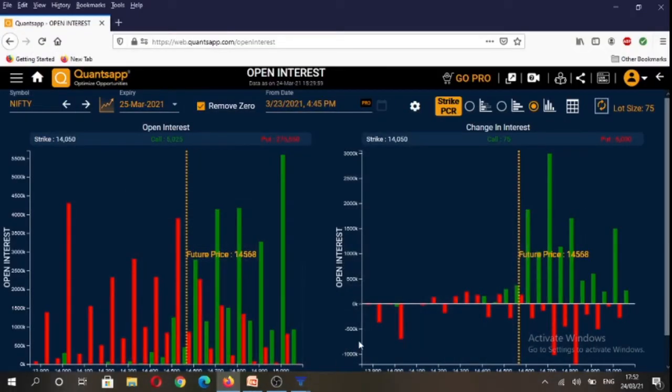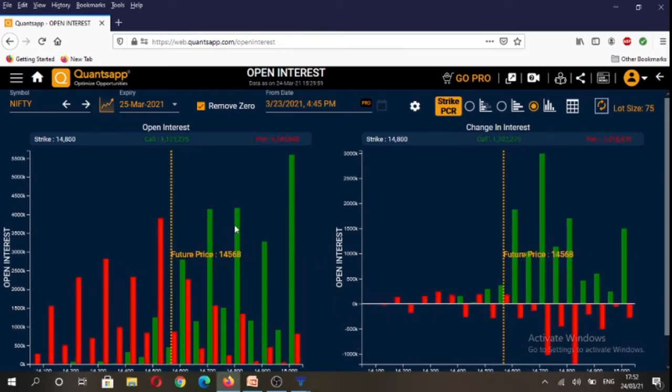So if we see the overall open interest data, you will see that highest amount of calls have been written at 14,800 strike, and highest amount of puts have been written at 14,500 and 14,300 strike. So it gives us a broad range of 14,800 to 14,300 on the index.